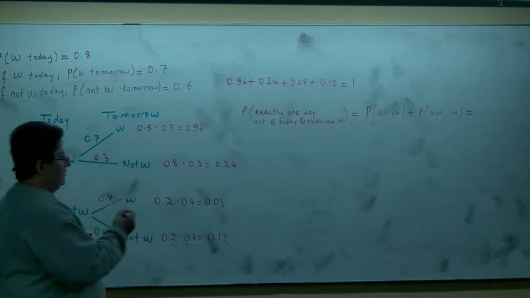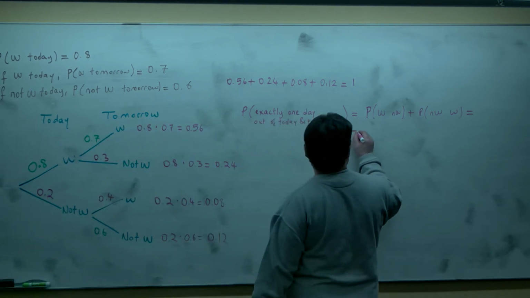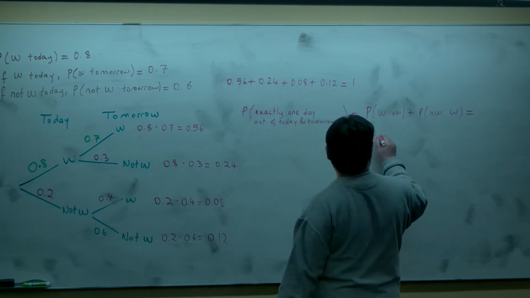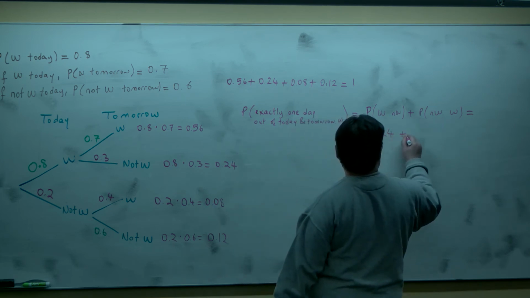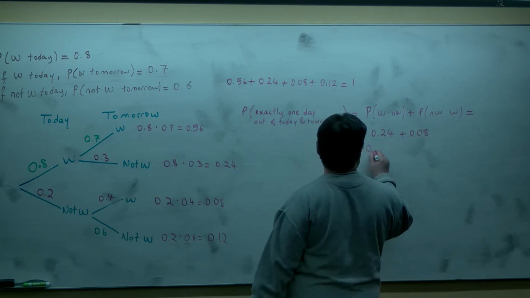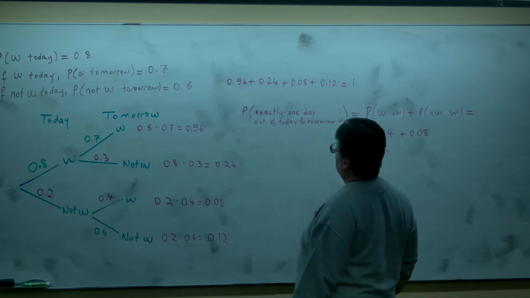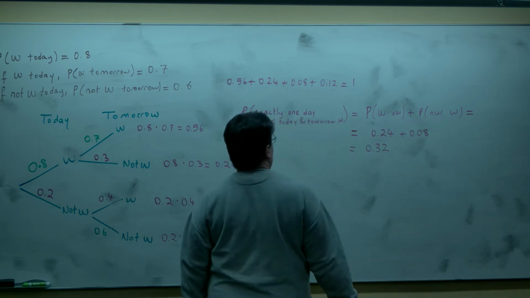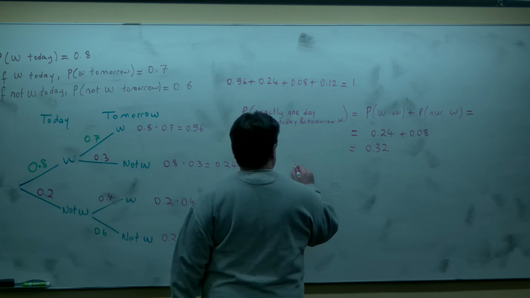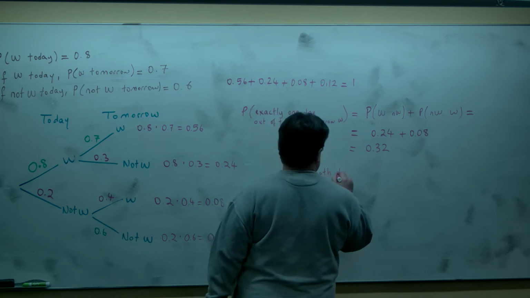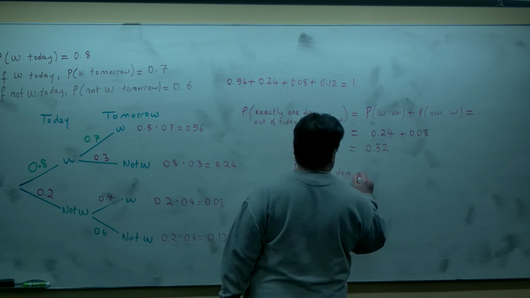In that case, we add 0.24 plus 0.08, and it is 0.32. Now, what is the probability that both days will be windy.